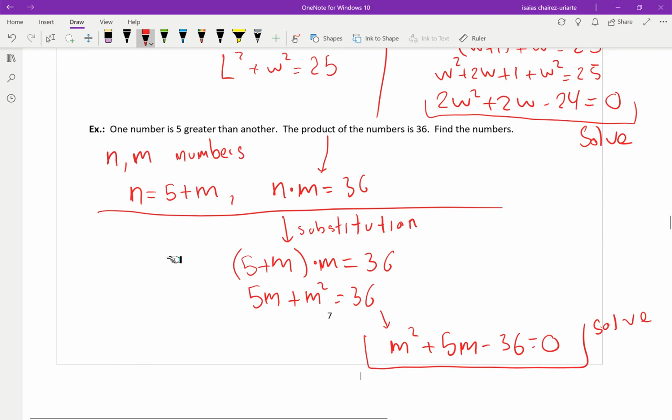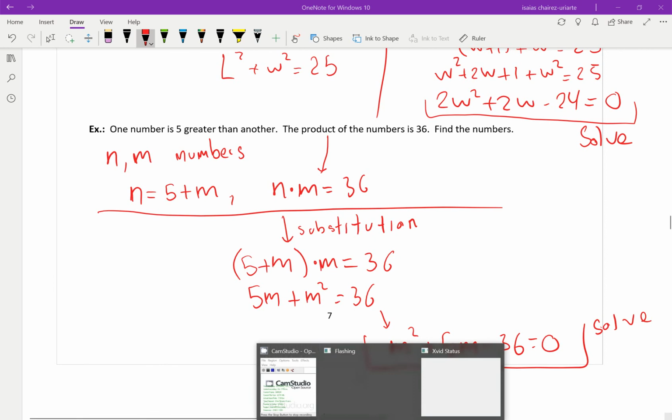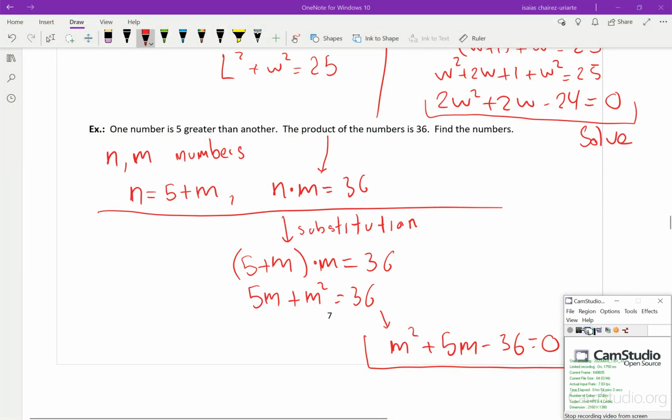Okay, so that's it for this section. We've dealt with solving some quadratic equations. Thank you, and I'll see you in the next section.